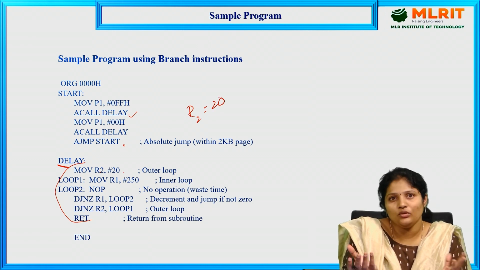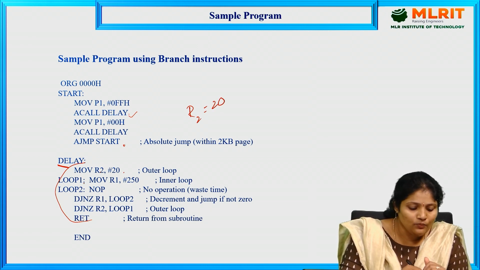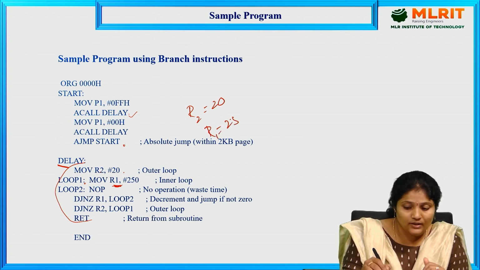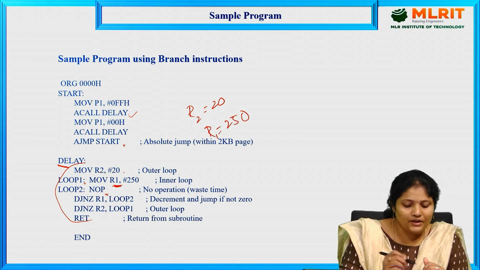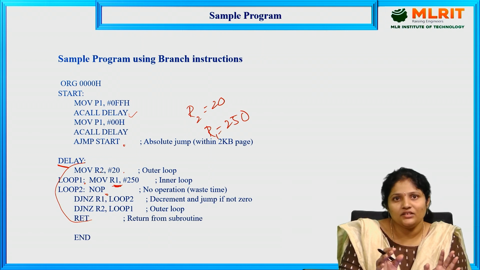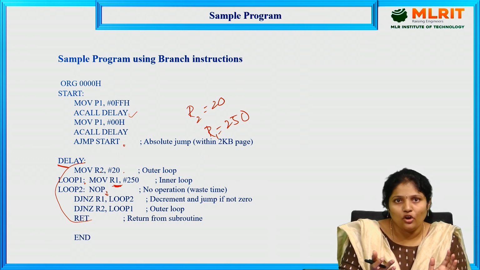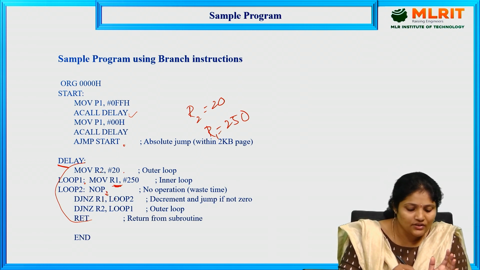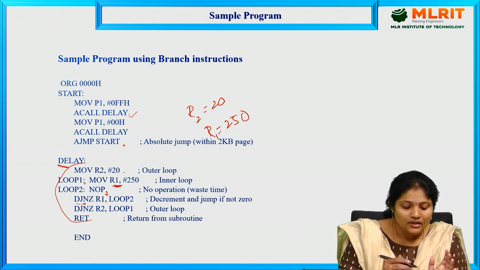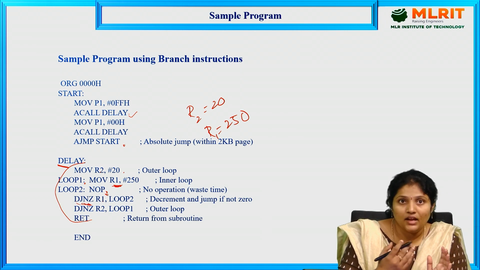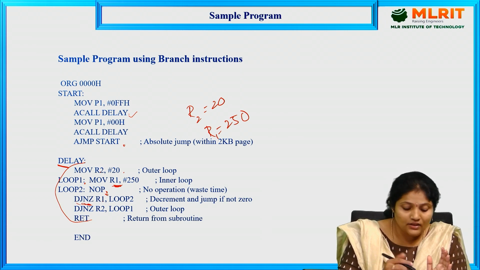Let's say this is the outer loop. Next, in loop 1, I am taking R1 as 250. NOP, no operation, means it just wastes time. It just kills one clock cycle. Next, moving to the next instruction, here is decrement and jump if not 0. I want to decrement the data present in the register R1.